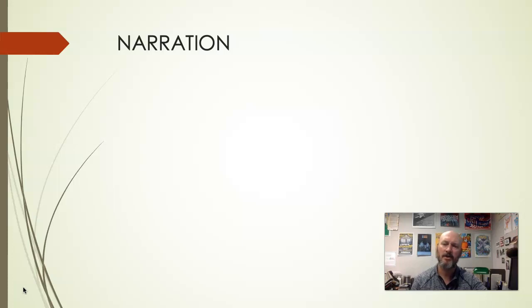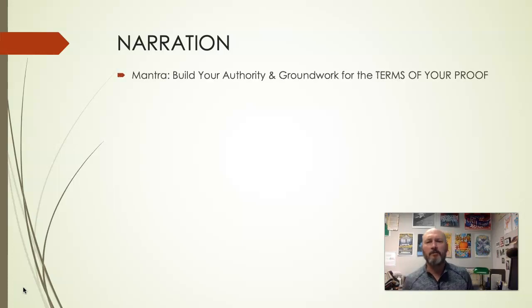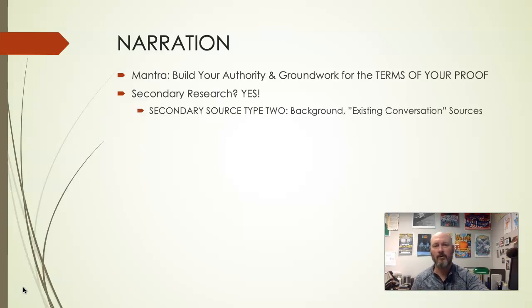When we get to our narration, our mantra here is we want to build the authority and build the groundwork for the terms of your proof. Those terms that we need to define when we get to your argument. You will use secondary research here. In fact, it will be the majority of what the narration is. You'll want a paragraph for each one of the secondary sources that are teaching you about the major issue that's at stake in your stories. These are those background, those existing conversation sources that you're supposed to be getting for your annotated bibliography.